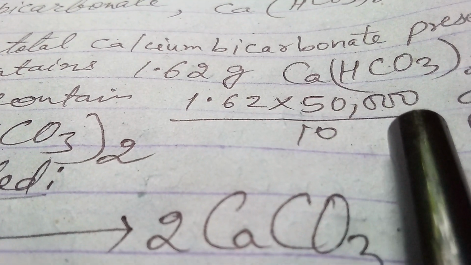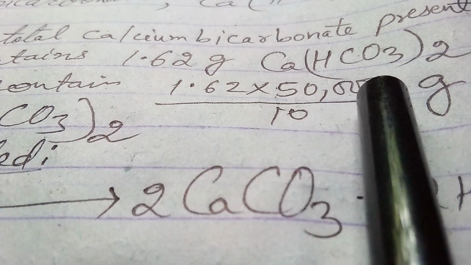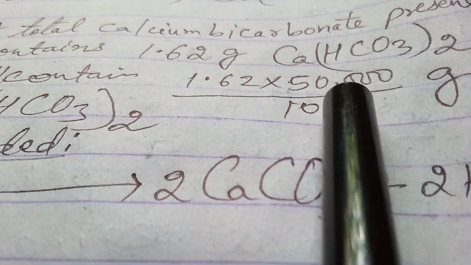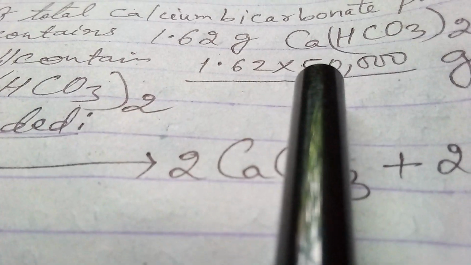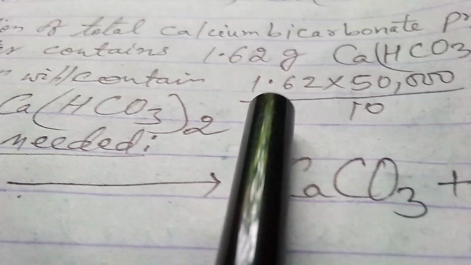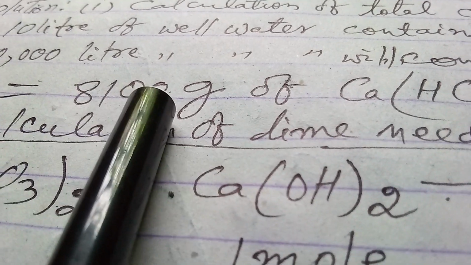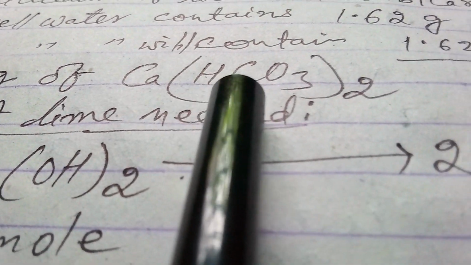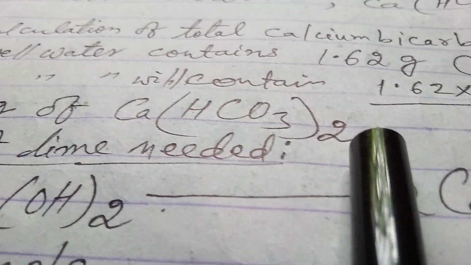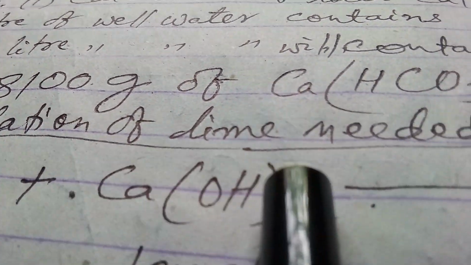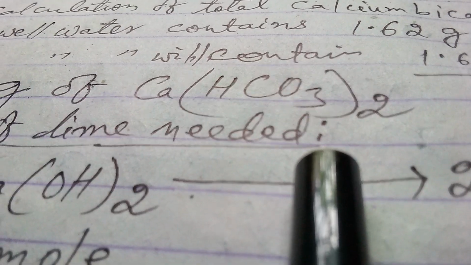1.62 into 50,000 by 10. The 0 is cancelled, and after the decimal there are 2 digits, so 100 is removed, and then 50 into 162 you multiply, then we get 8,100 gram of calcium bicarbonate. Now calculation of lime needed.